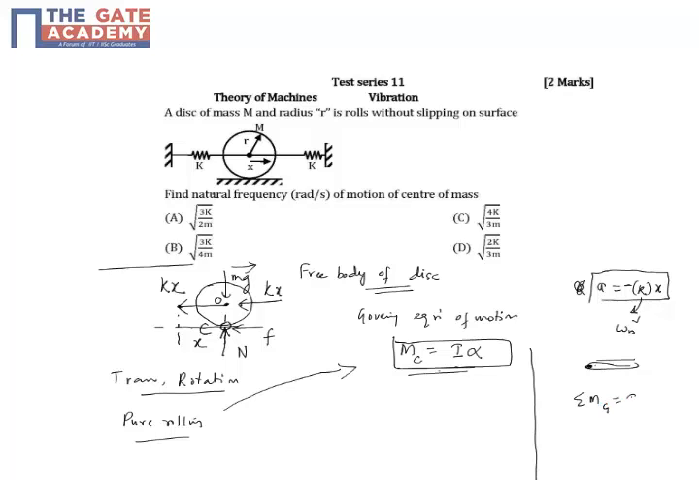Okay, and also then you need to apply sigma F equals m a. Why we are applying it about the contact point is that, first, I have shown that it is valid to apply this equation at the contact point. Why is it valid? It is valid only for pure rolling, which is the case here. So it is valid to apply this equation about the contact point.